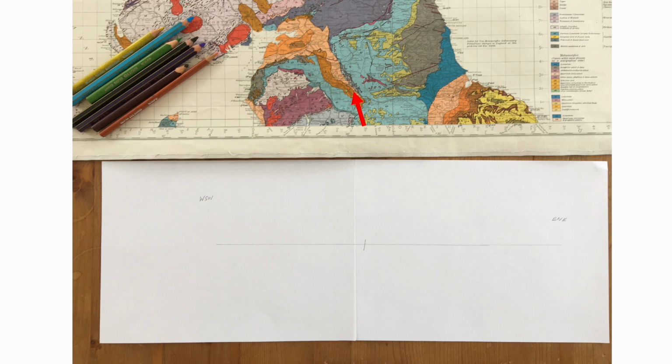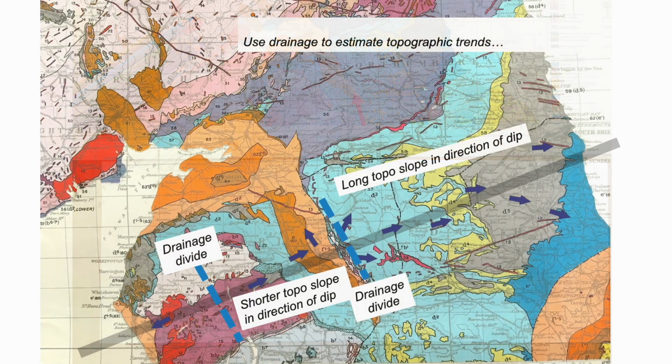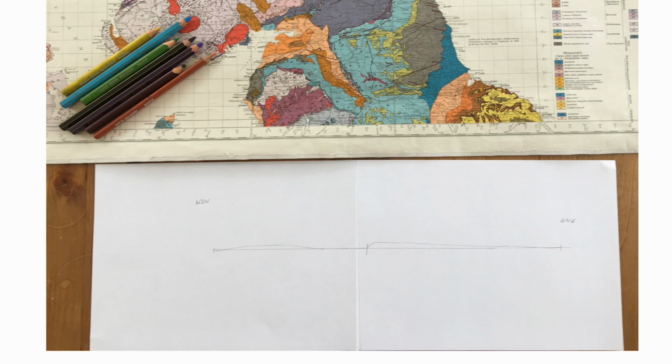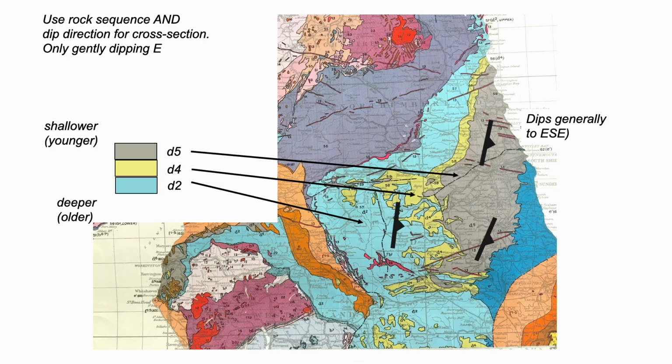So now let's use the topographic information we got by looking at the drainage patterns and put this on to draw our topographic profile, something like this. And I'm going to start on the right hand side where the geology was very simple, that regional dip down towards the east to the right of the fault.